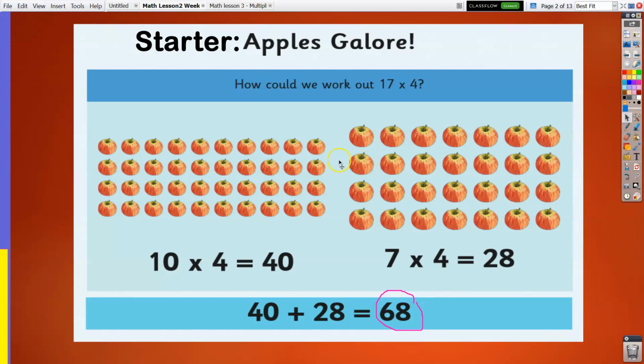So, we have here a different type of solving two-digit numbers by one digit. We just simply partition the number 17, 10, and 7. Then we will multiply each by 4. So 10 times 4 is 40, and 7 times 4 is 28. Then we add both. 40 plus 28 equals 68.